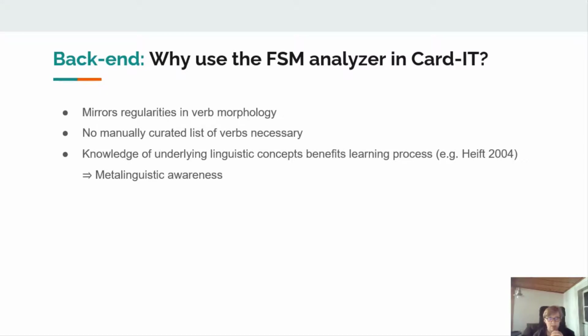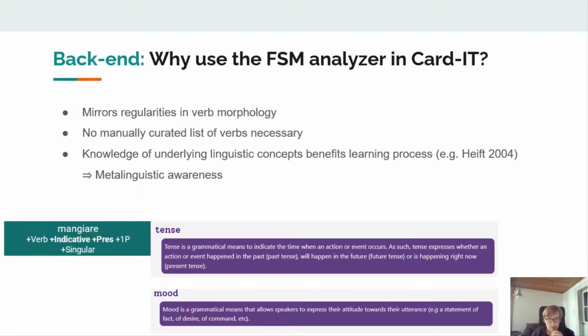Additionally, learners and teachers using the tool do not need to manually curate a list of verbs. And finally, we link the morphological tags in the FSM to linguistic explanations, aiming to raise metalinguistic awareness to benefit the learning process. So in this example here, if we go back to the text for the verb mangio, we provide explanations of concepts like tense and mood, allowing learners to acquire a deeper understanding of those linguistic concepts instead of just simply memorizing forms.